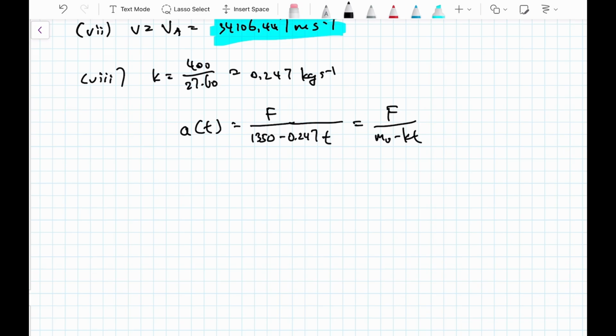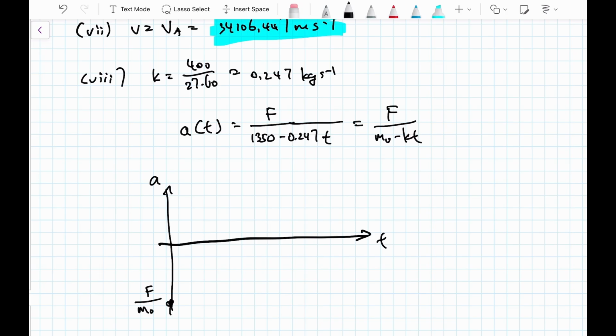Also, another point is that we have something like this. This is time, this is the acceleration, and the acceleration is negative because it's decelerating. We're starting at some point, at F over m0, which is somewhere over here. Let's just say F over m0, right?